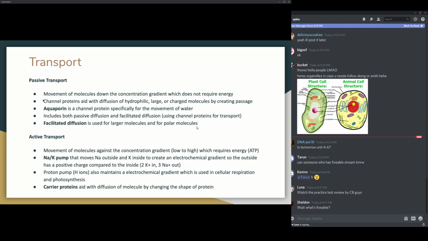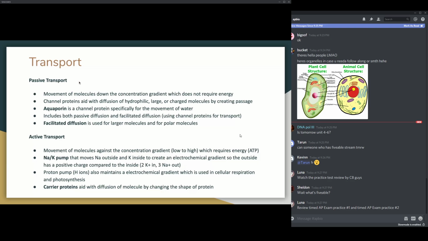You also have channel proteins that help with diffusion of hydrophilic or larger substances, because polar substances like water are not able to diffuse across the cell membrane. So it has a specific channel protein, and in the case of water, it's called aquaporins. It helps with diffusion of water, because the plasma membrane only allows hydrophobic substances to cross. So you need a channel protein that allows polar substances to cross.